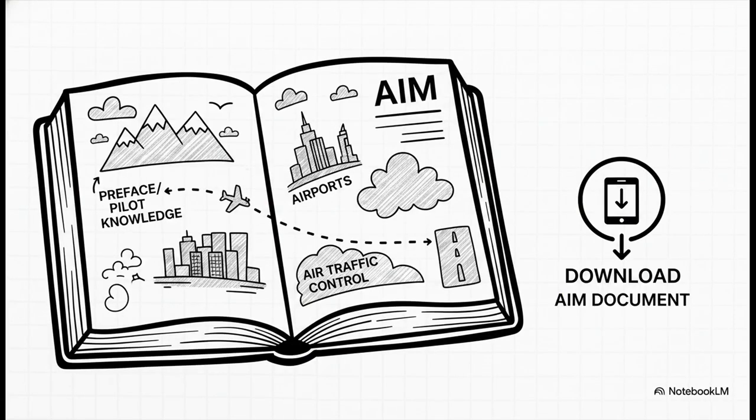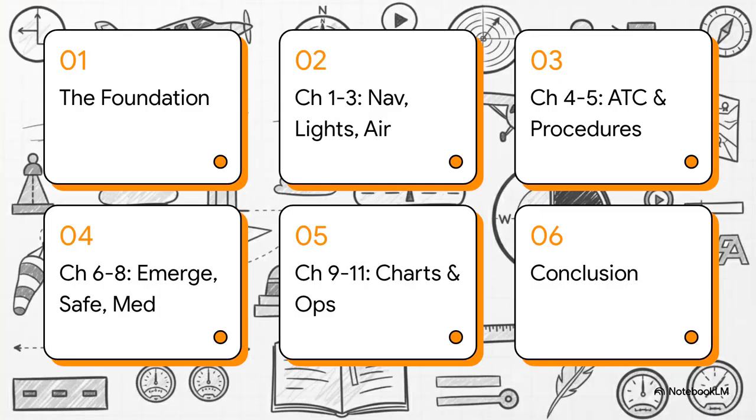The purpose of our explainer today is to give you a high-level tour of the AIM structure. Think of this as a roadmap. It will introduce you to each chapter so you can navigate the full document more effectively in your own studies. We encourage you to download the current version directly from FAA.gov, and we've placed a link for that in the description below.